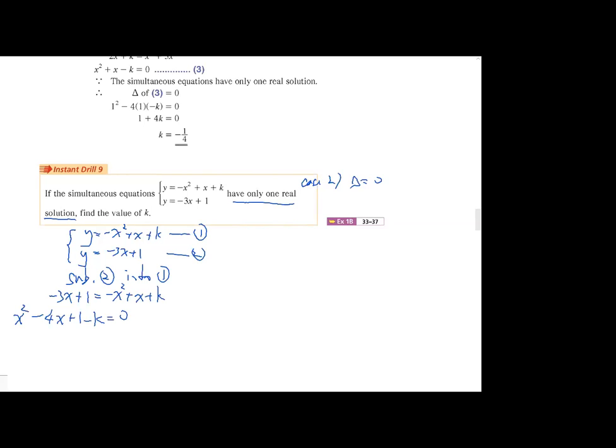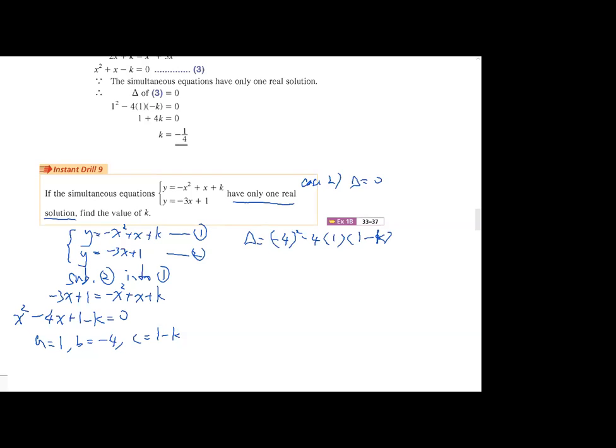is equal to 0. Now, this is a simple quadratic equation where a is equal to 1, b is negative 4, and c is 1 minus k. Can you see this? c is the term or all the terms with no x. Then our delta can be calculated by b squared minus 4 times a times c. Sorry, this is k.